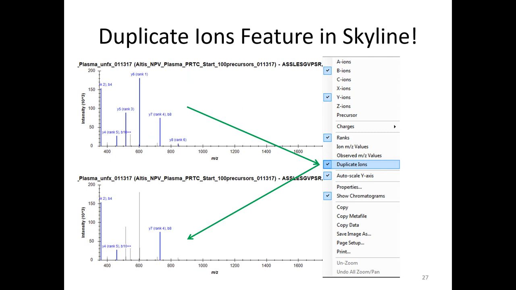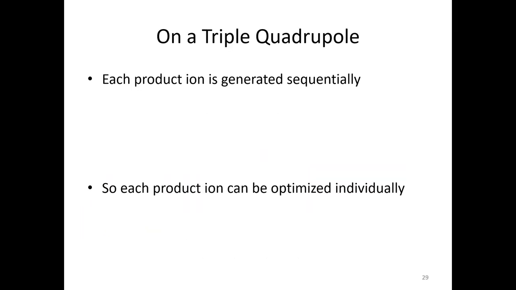Duplicate ions, this will also take care of that kind of overlap issue in Skyline. So we start with this mass spectrum up here from the spectral library, and then we right-click and check duplicate ions. It'll remove that Y6 that has a duplicate ion from its MS2, from the B. Okay.